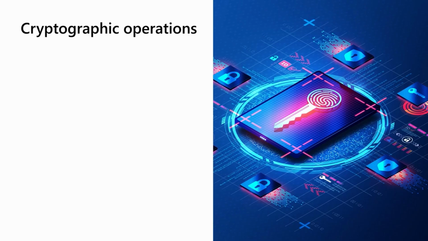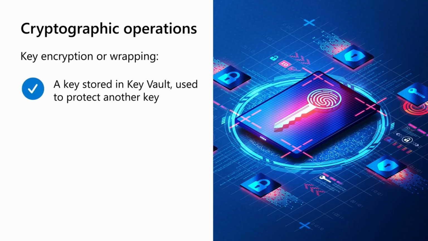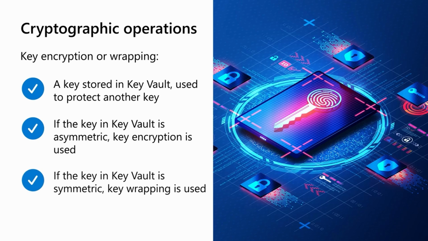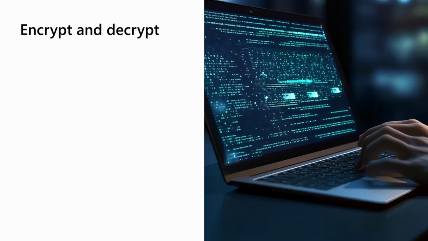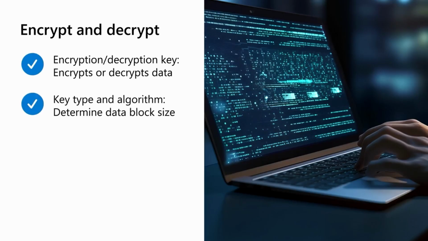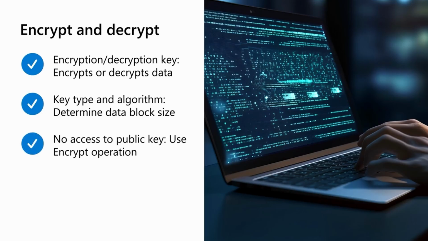The next available operation is Key Encryption or Wrapping. You can use a key stored in Key Vault to protect another key, typically a symmetric content encryption key, frequently known as CEK. If the key in Key Vault is asymmetric, key encryption is used. On the other hand, if the key in Key Vault is symmetric, key wrapping is used. A key stored in Key Vault can be used to encrypt or decrypt a single data block. The size of the block depends on the key type and the selected encryption algorithm. The encrypt operation is provided as a convenience for applications that may not have access to public key material.